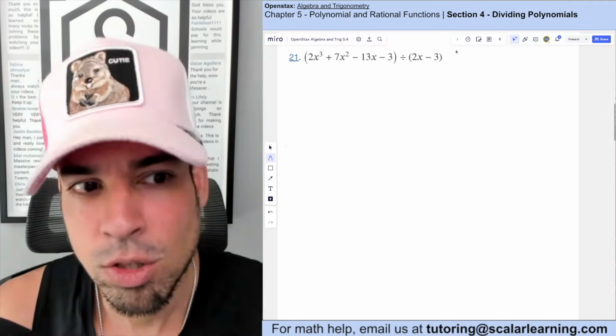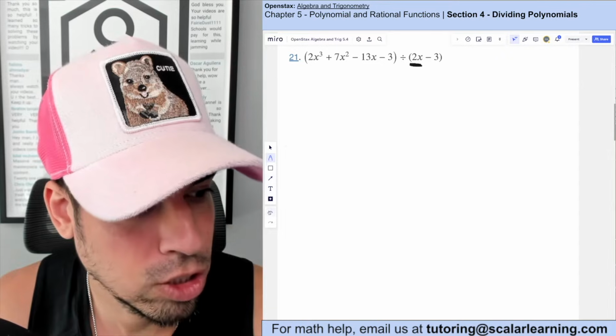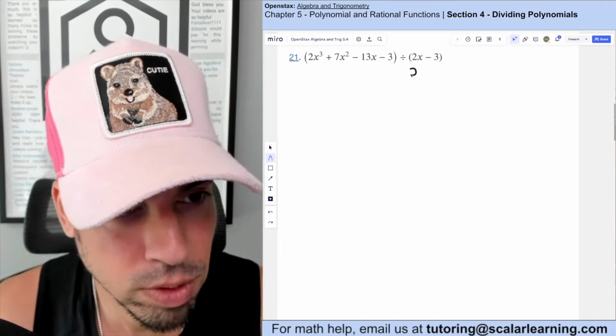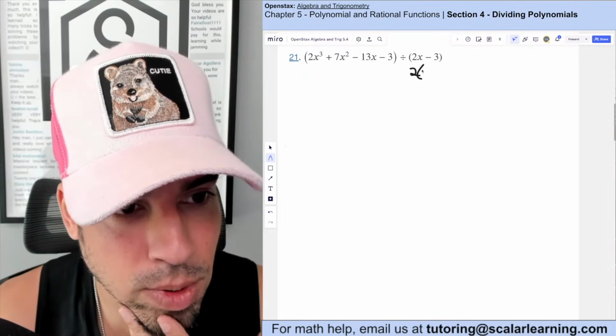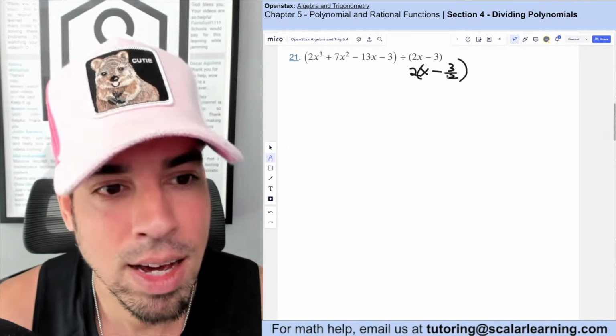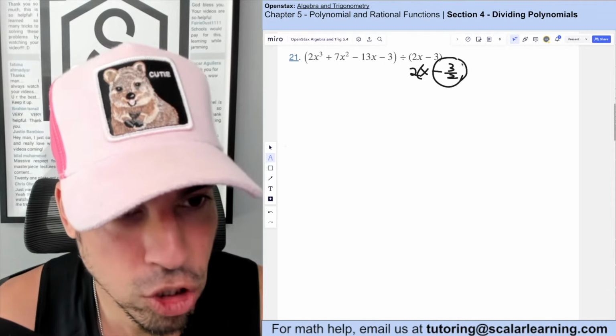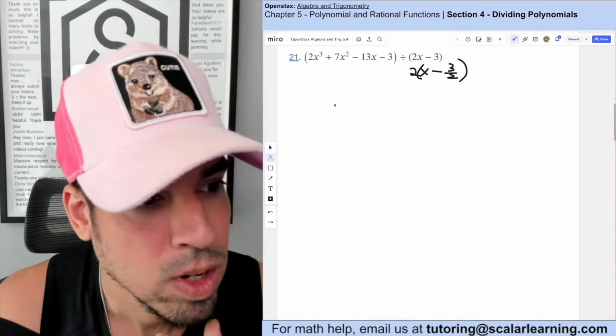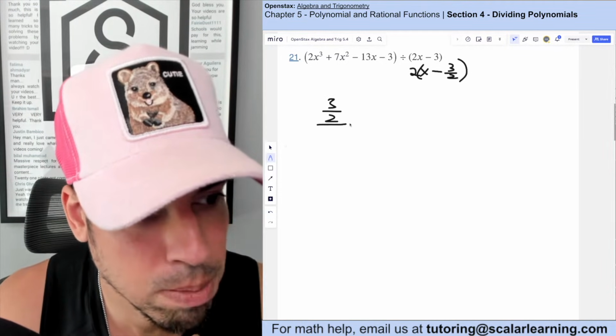Boom, done. For this one, once again, we have a leading coefficient. So before we can begin with synthetic division, we've got to factor that out. And then we have x minus 3 divided by 2 is 3/2. Now we can set up synthetic division with the opposite of this value, which is positive 3/2. That goes in the box over here.